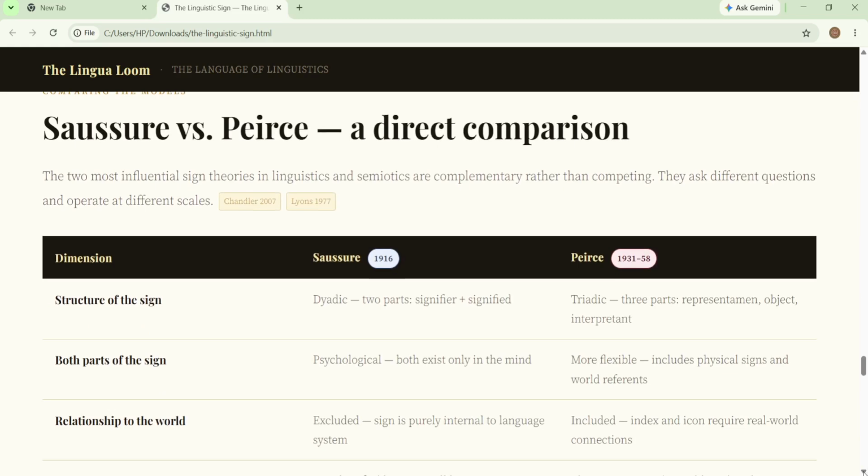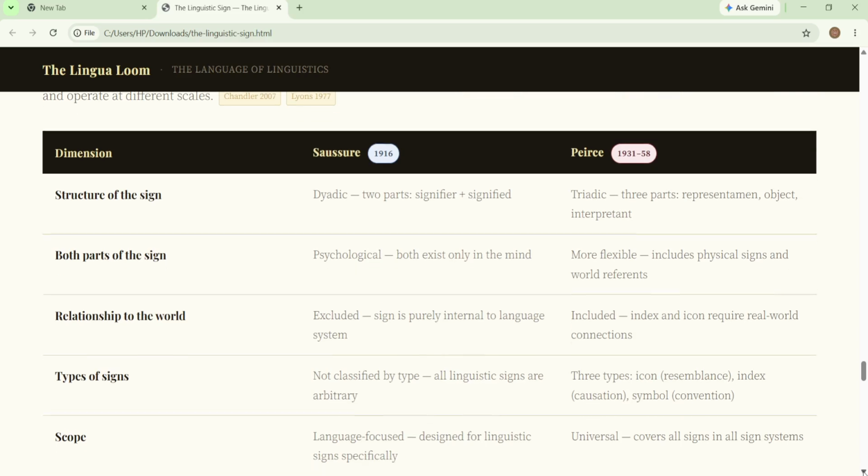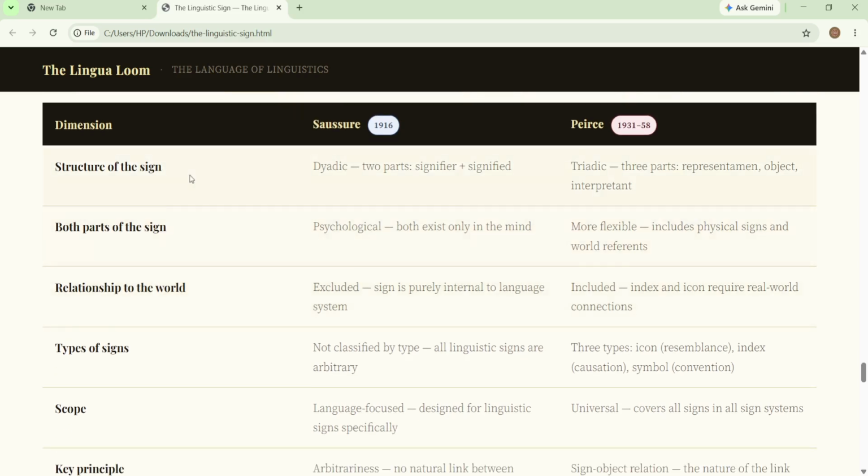Then Saussure versus Peirce, a direct comparison. Let's look at it: the structure of the sign.